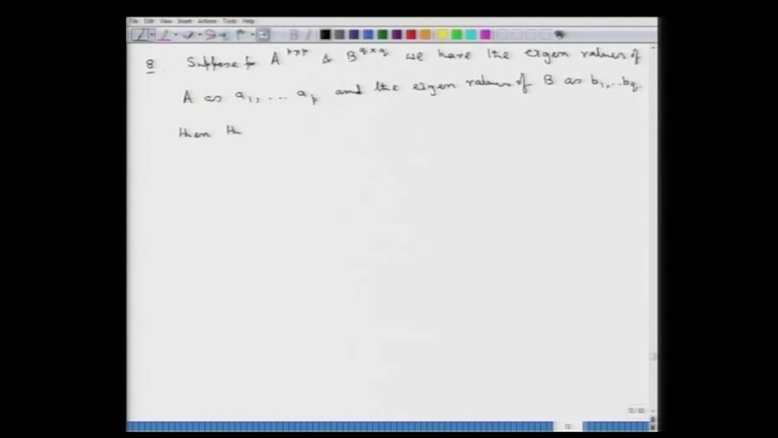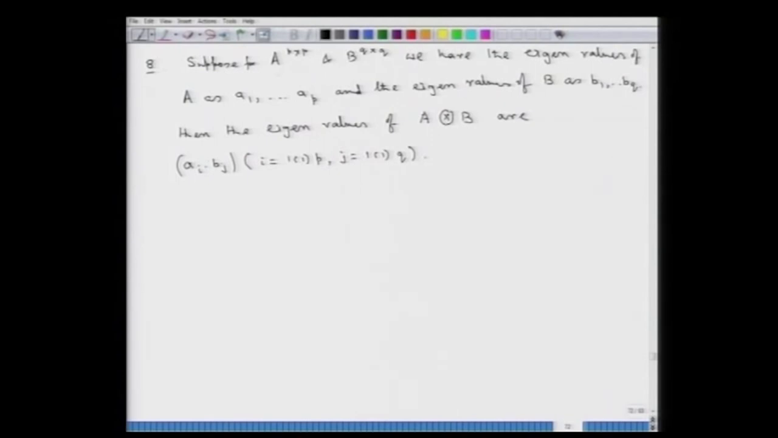Then the eigenvalues of A Kronecker product B matrix. Now, what is the order of this A Kronecker product B matrix? The order would be PQ rows and PQ columns. So, we will have PQ eigenvalues of this A Kronecker product B matrix, and these are basically given by AI times BJ, I equal to 1 up to P and J equal to 1 up to Q. So, these are going to be the eigenvalues that are associated with the A Kronecker product B matrix. There are PQ of those eigenvalues here.